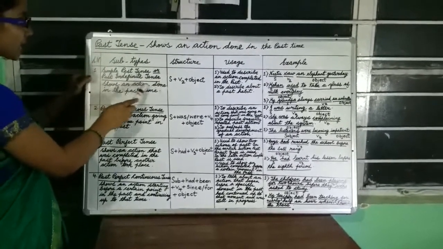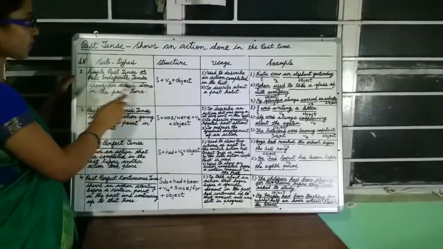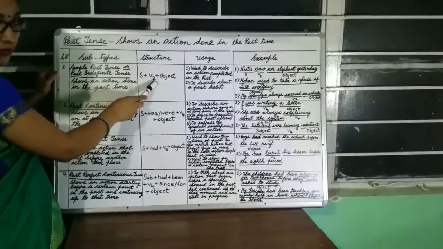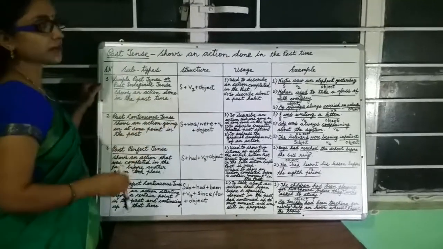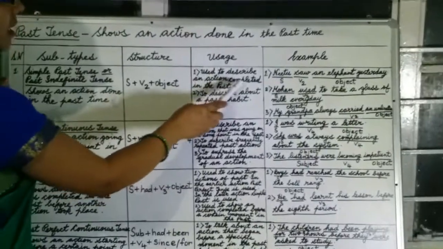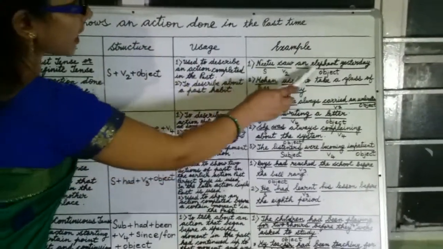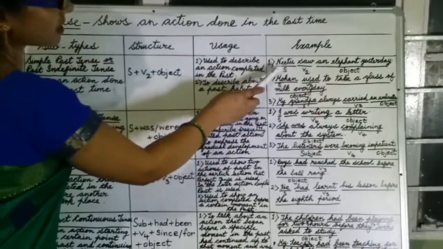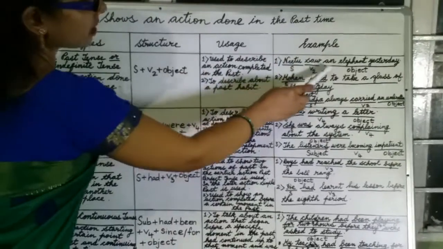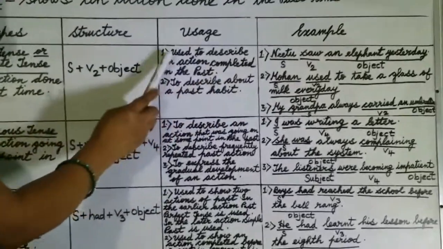It shows an action done in the past time. The structure of simple past tense, or past indefinite tense, is subject plus V2, second form of verb, plus object. Now coming to the usage of simple past tense. It is used to describe an action completed in the past. For example, Neetu saw an elephant yesterday. Neetu is the subject in this sentence. Saw is the V2 form of verb and the rest of the sentence is the object. So this is the example of this usage.